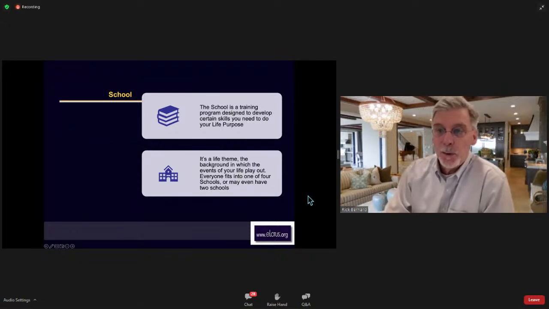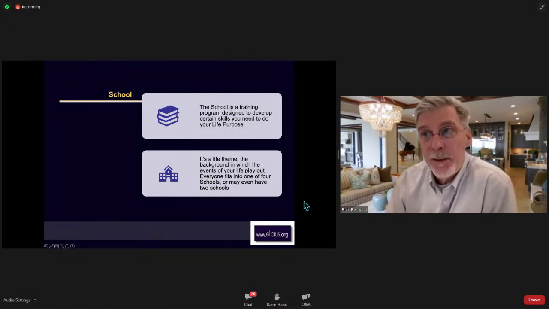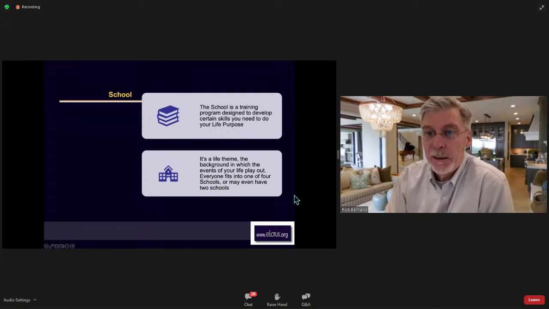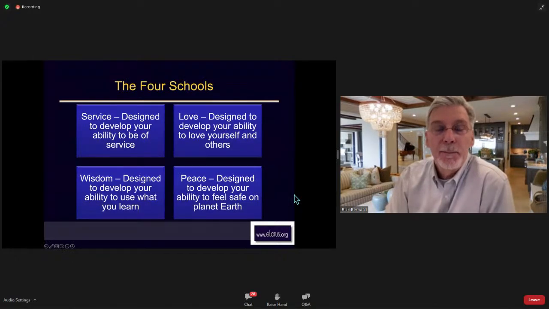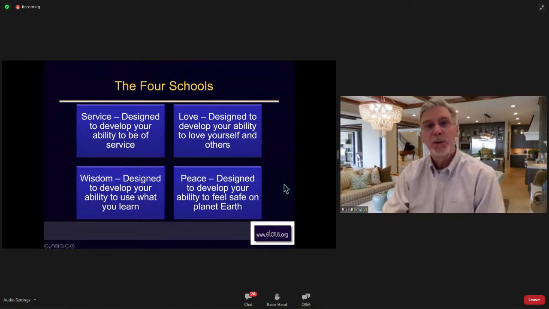Everyone fits into one of 4 schools. You can actually fall into 2 schools. That's possible as well. Usually people fall into just one. Okay. So these are the 4 schools.